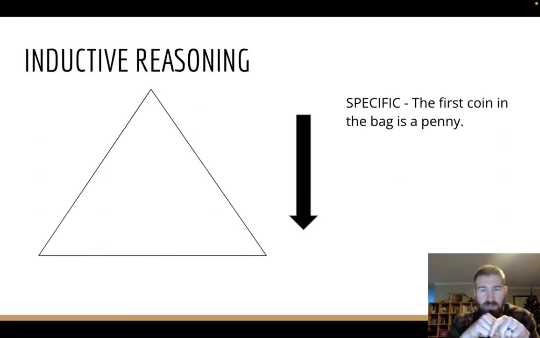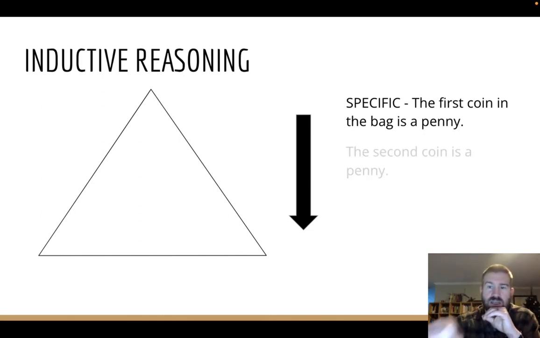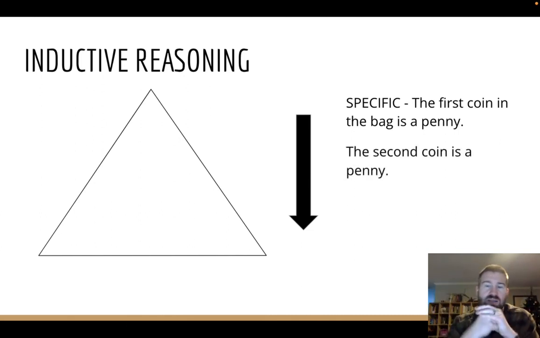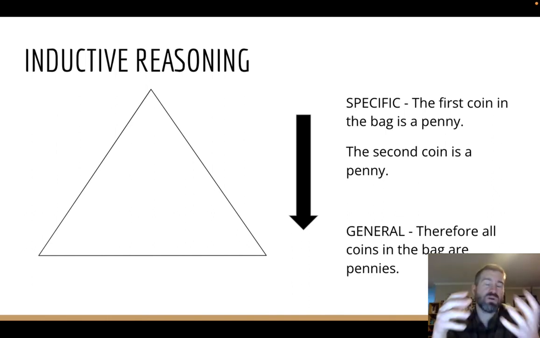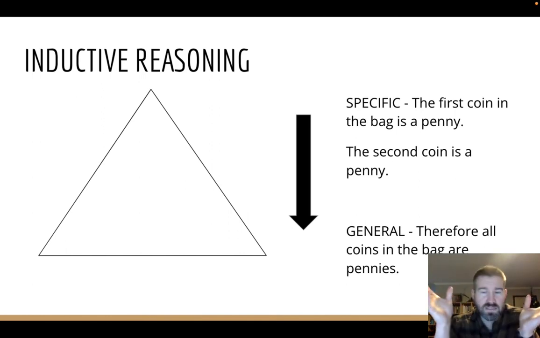And I reach in and I pull out a coin, and that first coin is a penny. Then I reach in a second time and pull out a second coin, and that is a penny. I could come to the general conclusion that all coins in the bag are pennies. Now, of course, there are a number of things at play here. The easiest way to find out if all of the coins in that bag are pennies would be to simply dump it out and look and see what I have. But again, in the analogy, that would mean I would have all of the evidence, which is very, very rarely true and very difficult to do.